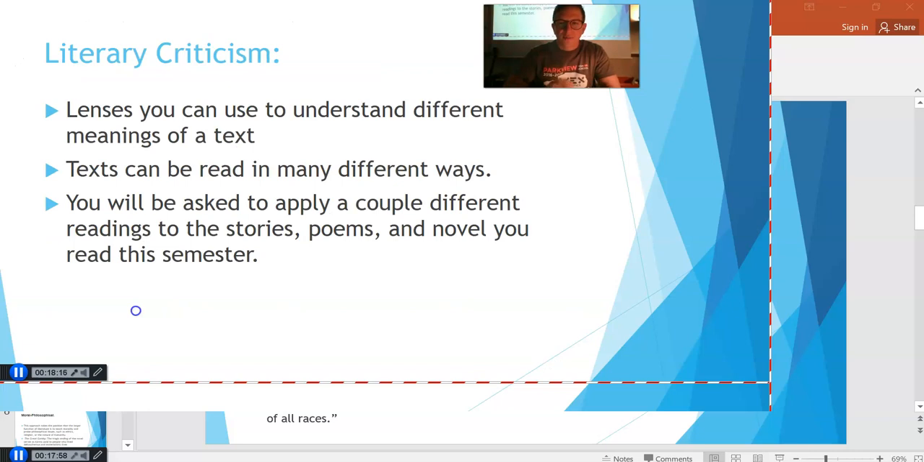So, literary criticism, okay? As you write your papers this year, you're going to have to apply literary criticism to the poems and the short stories and the novels that you read, okay? Literary criticism. These are lenses you can use to understand different meanings of a text. A text can be read in many different ways, okay? So, we can look at the symbolism, the theme, the tone, all that is evident in a text. But then also you can look even more deeply into that text to find more applicable meaning.